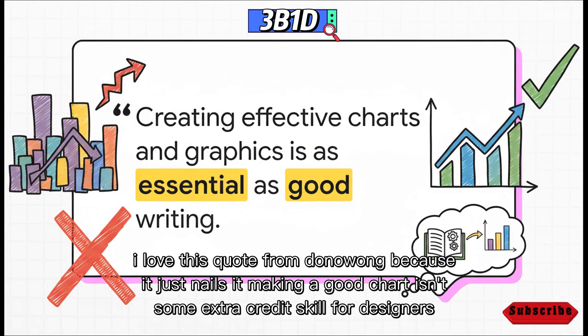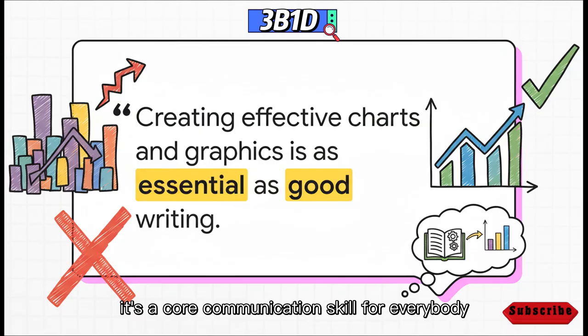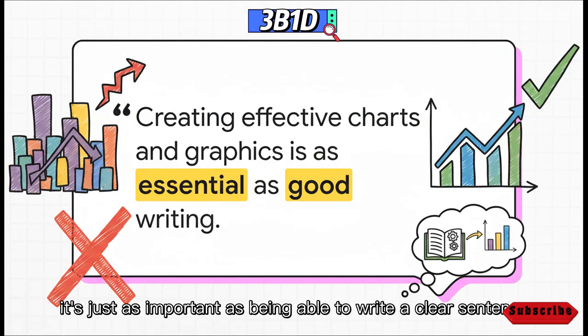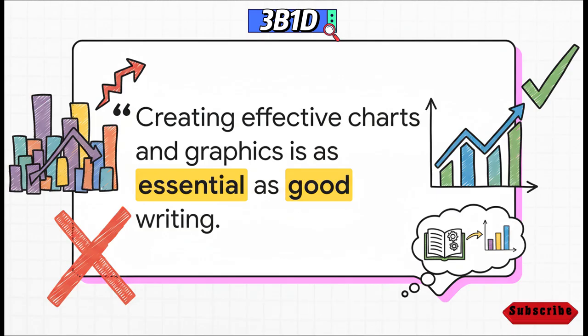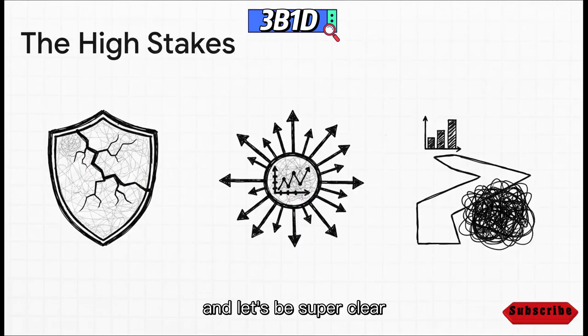I love this quote from Dona Wong because it just nails it. Making a good chart isn't some extra credit skill for designers, it's a core communication skill for everybody. It's just as important as being able to write a clear sentence. Think about it that way. It's a whole language. And let's be super clear, the stakes are high.